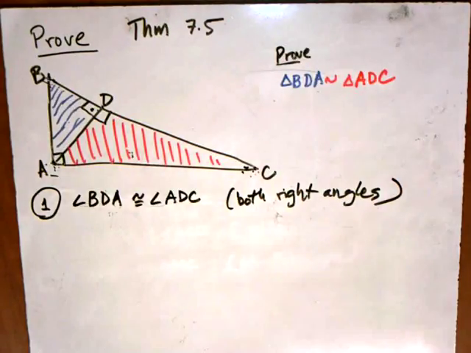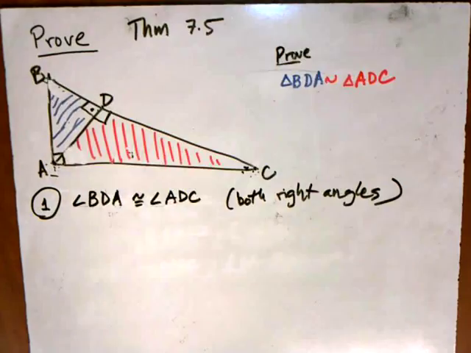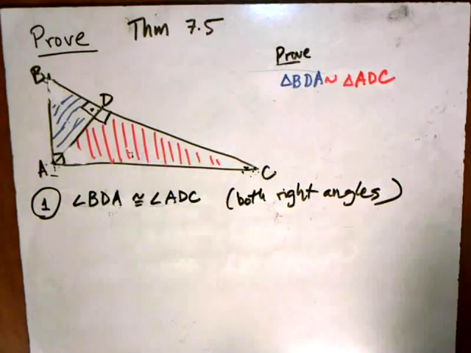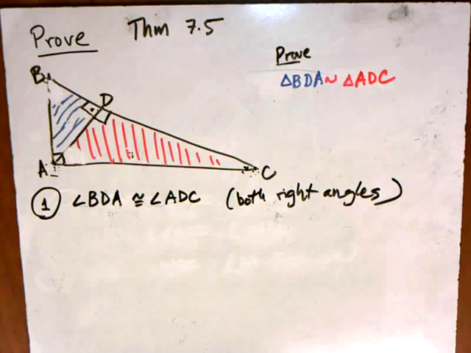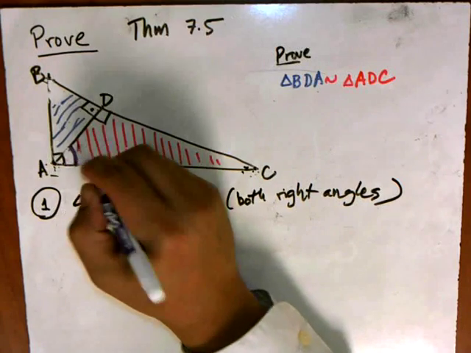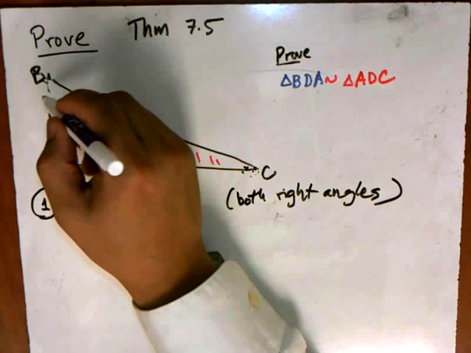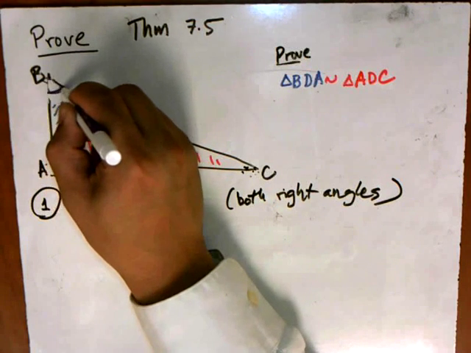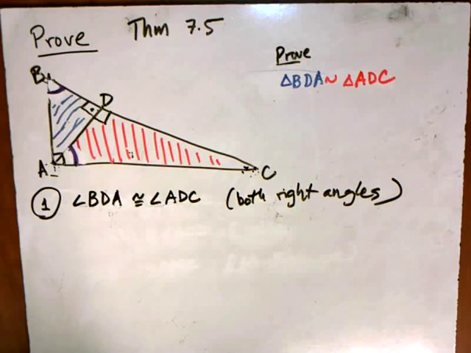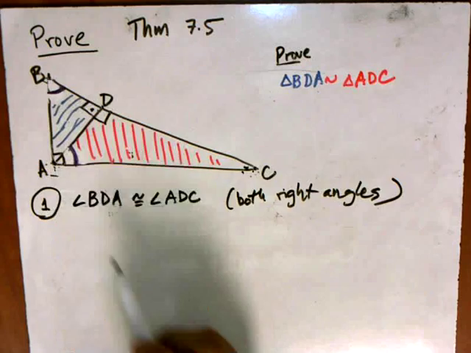Now, what I want to show next, and this is a little bit trickier, is that I want to show somehow, let me erase some of this red and blue stuff so we can write in these angles a little bit better. So I want to somehow demonstrate that this angle right here, angle DAC, is congruent to angle DAB. Okay, so I'll make a note of that here.